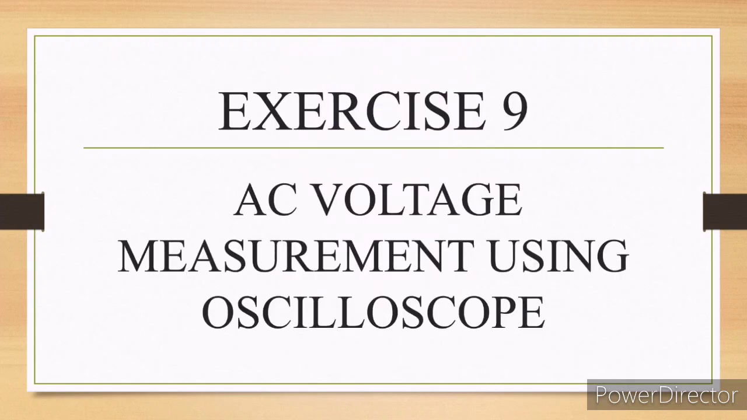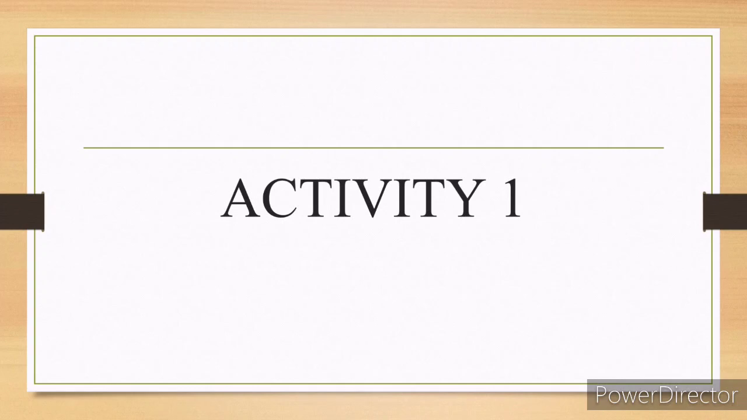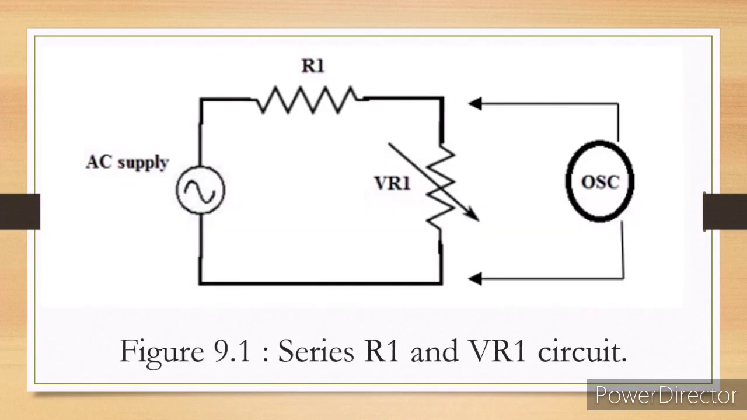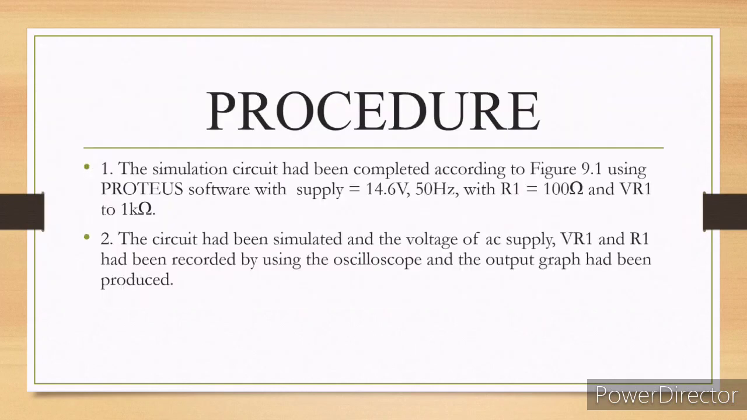Today I would like to present Exercise 9, which is AC voltage measurement using an oscilloscope. Let's look into Activity 1. Figure 9.1 shows a series circuit with a resistor and a variable resistor connected in series with an AC supply. This simulation circuit was completed according to Figure 9.1 using Proteus software, with a supply of 14.6 volts at a frequency of 50 Hz, where R1 is 100 ohm and the variable resistor is 1 kilo ohm.